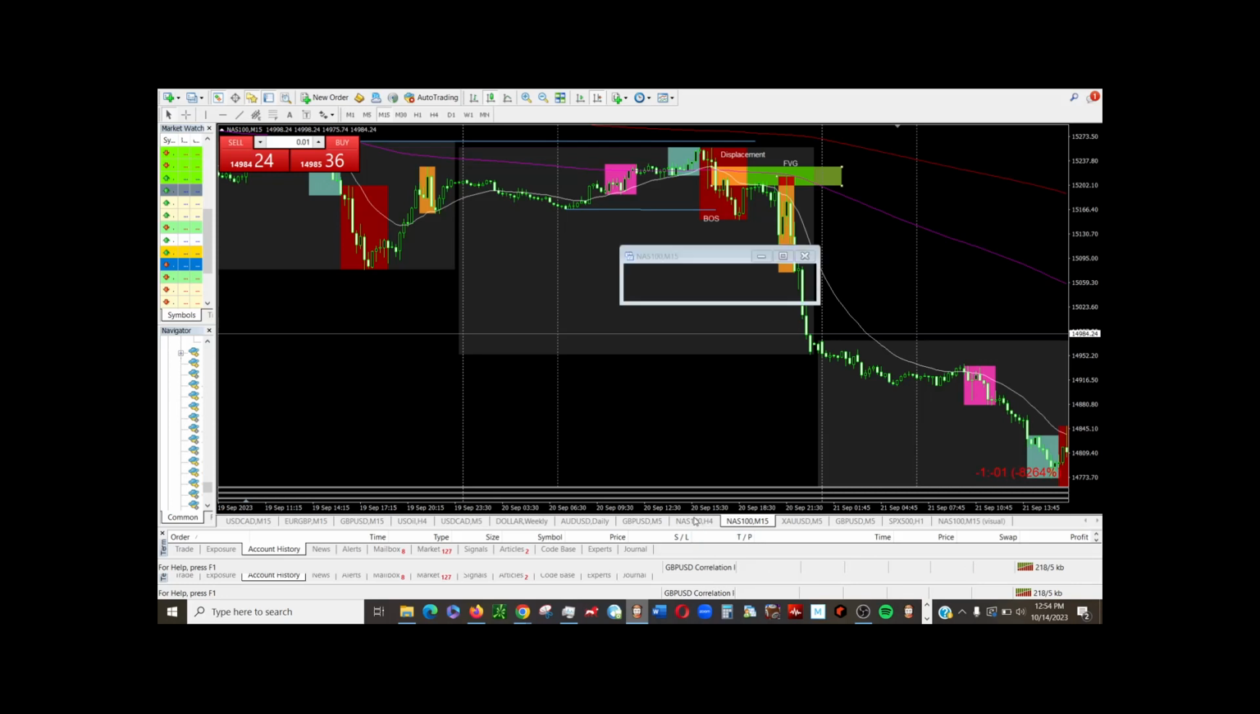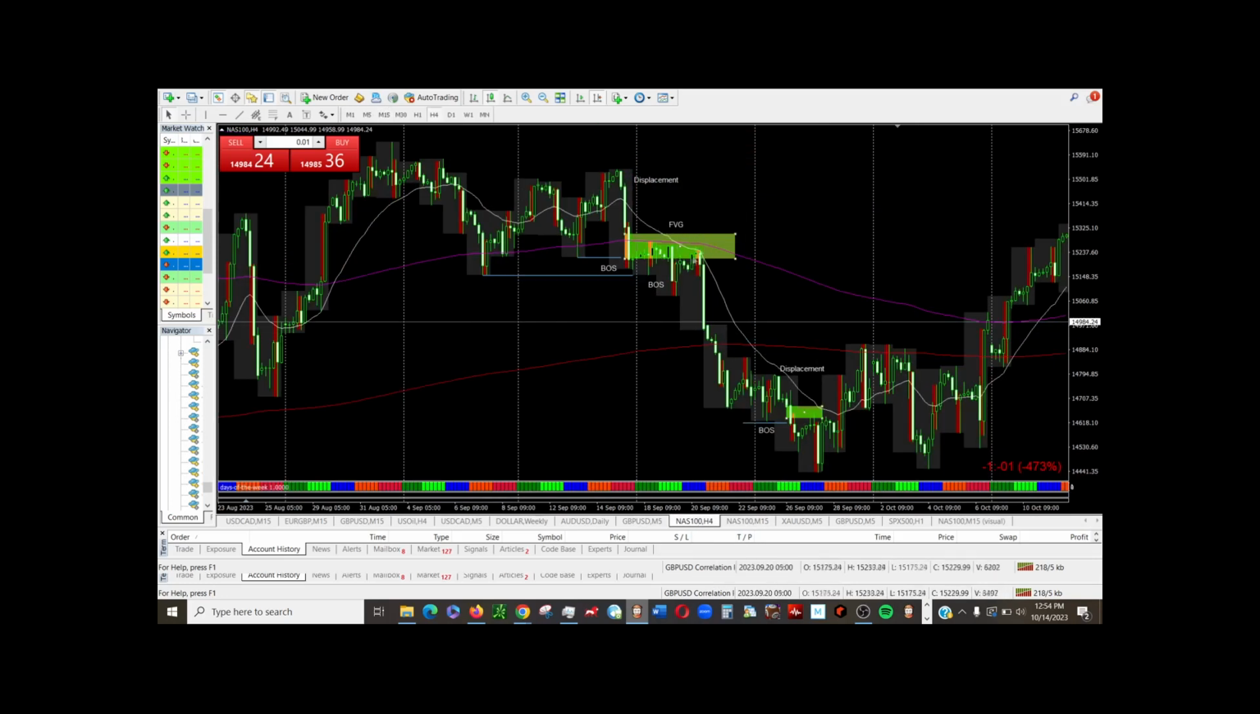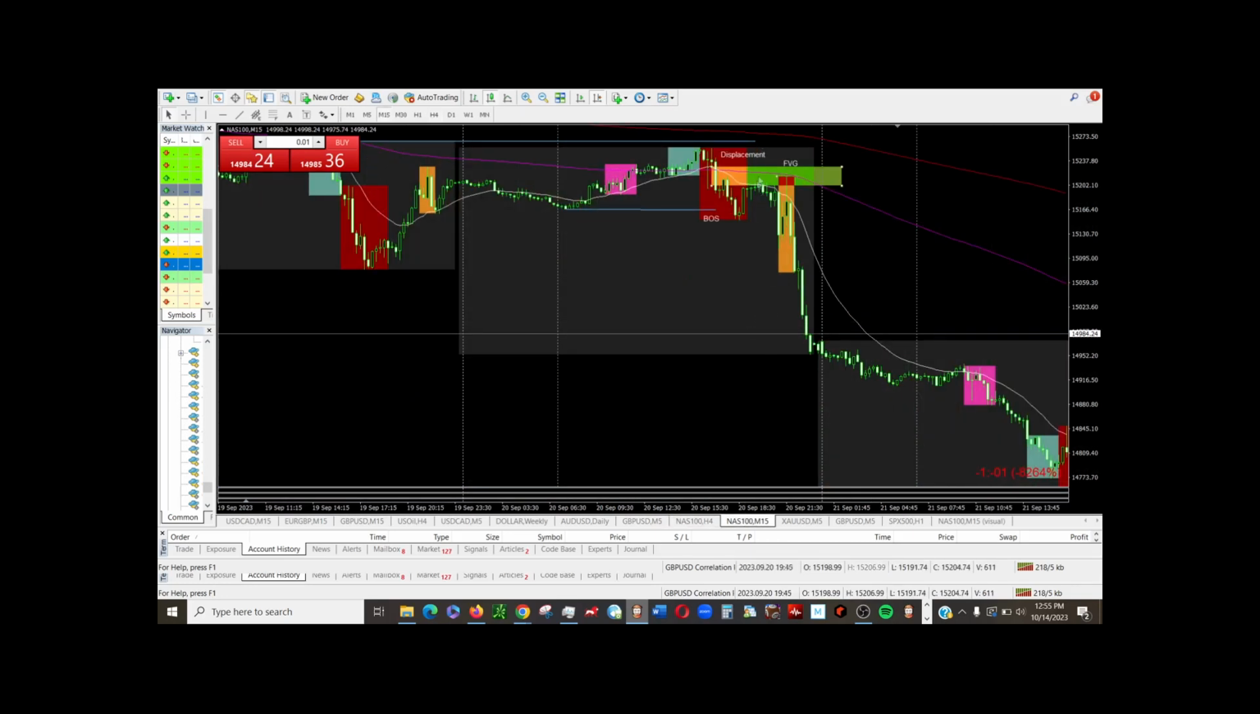This happened back on the 20th of September. And on the 20th, you can see price broke structure, closed below a swing low with this displacement. Then price came back into this fair value gap, and it went just above this liquidity level, and then it took off to the downside.